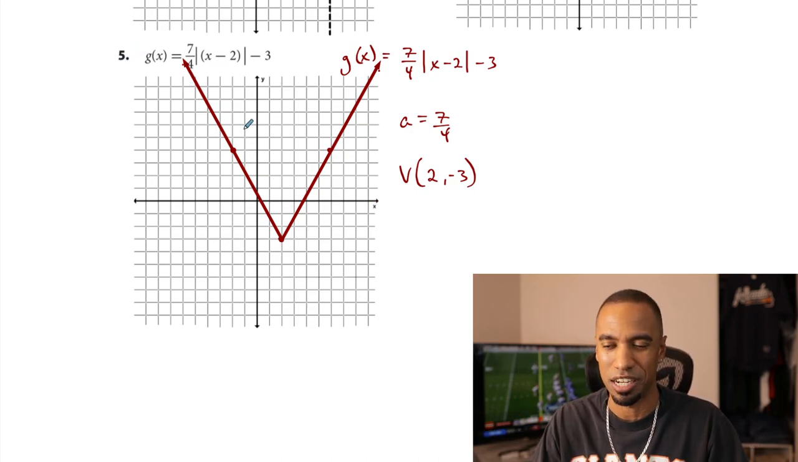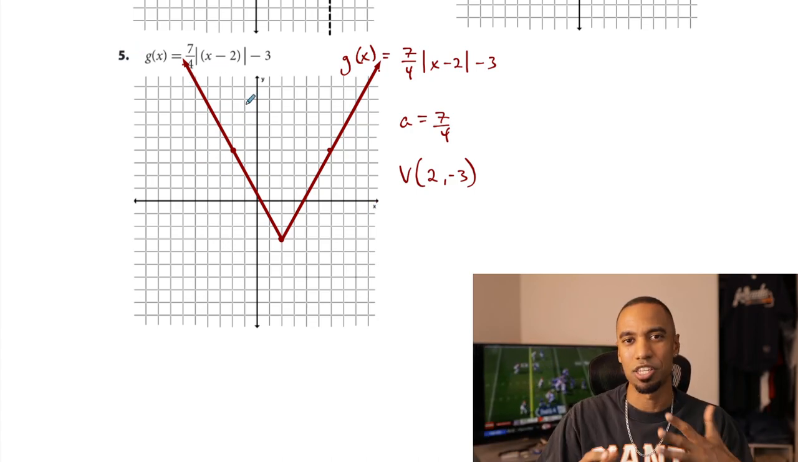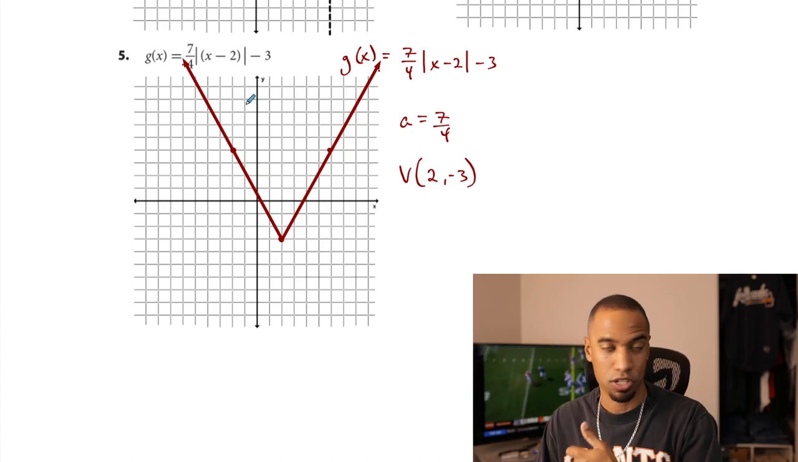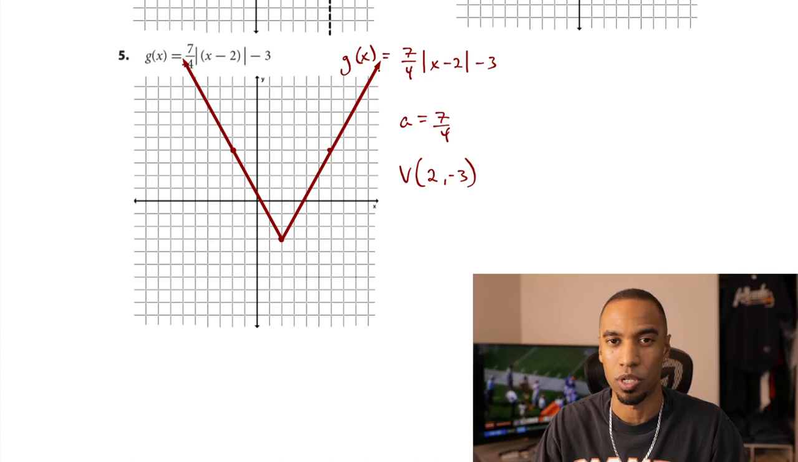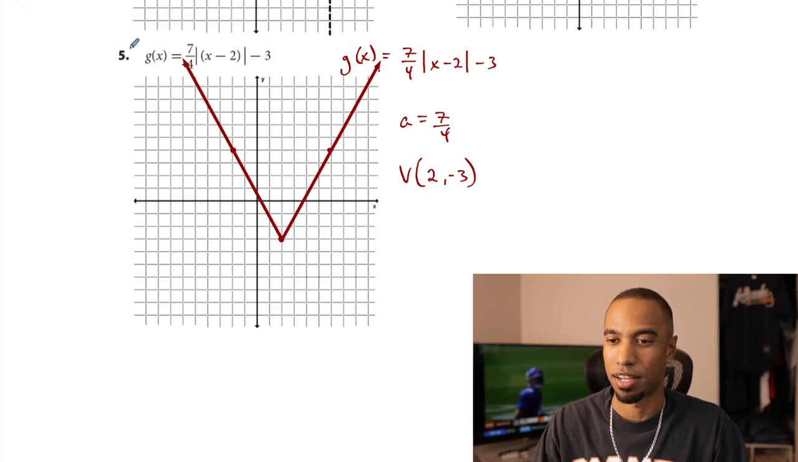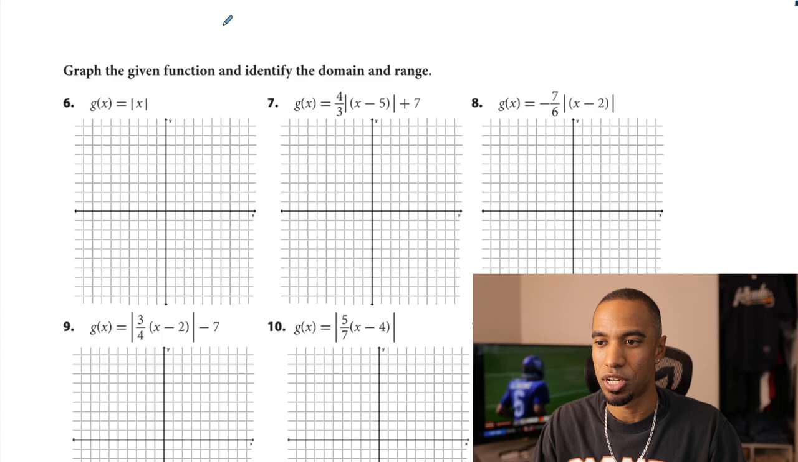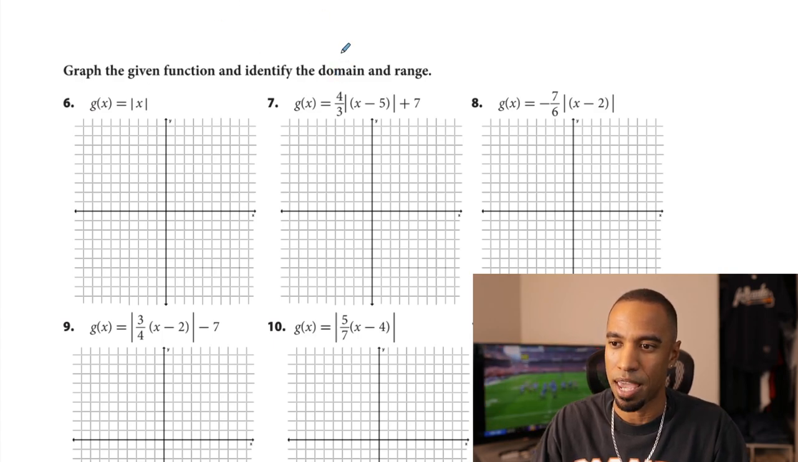We did make our predictions upward facing in this translation. We translate a certain amount of units this way and that way, and things like that. I should be using the word translate, not shift. All right, let's move forward here. Graph the function and identify, here we go, the domain and range. Domain and range.